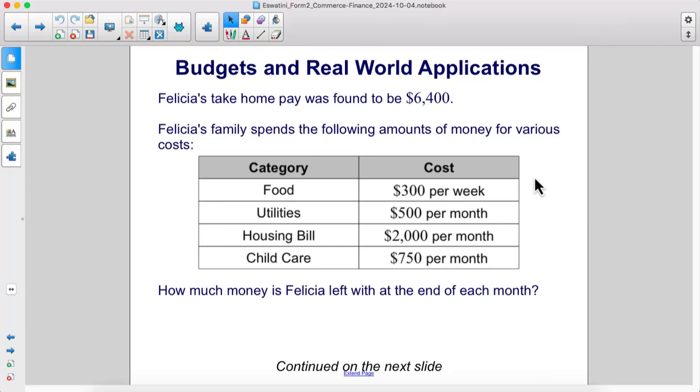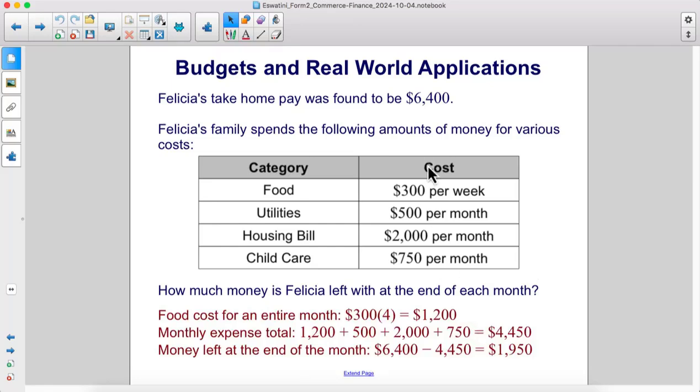Felicia's family spends the following amounts of money for various costs: $300 per week for food, $500 per month for utilities, $2,000 per month for housing, and $750 per month for childcare. How much money is Felicia left with at the end of each month?